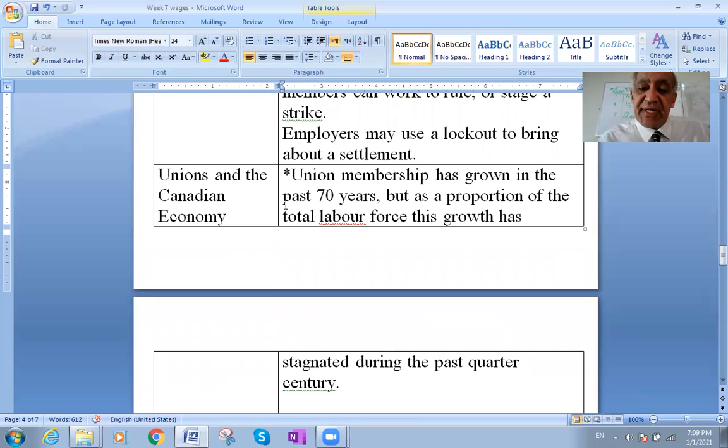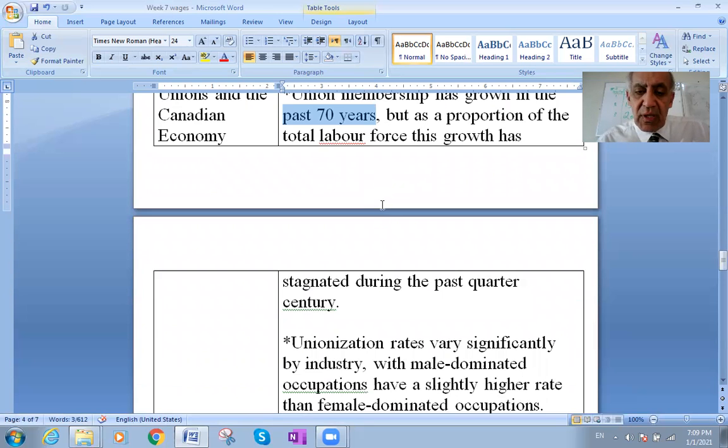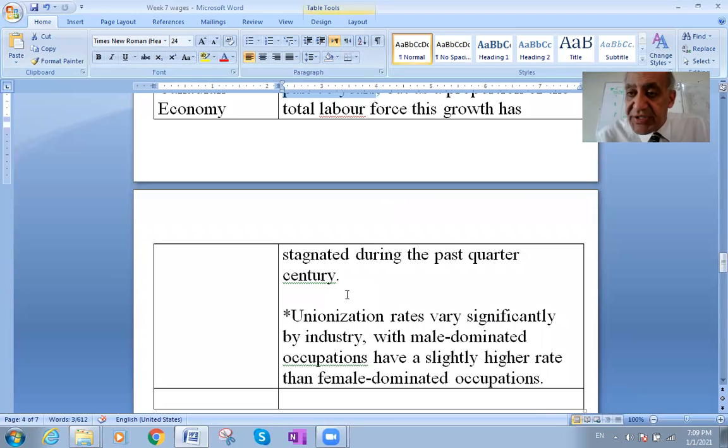Actually, unions in the Canadian economy are very old, 70 years now. It's since 70 years, but anyhow, they're growing. So the labor unions are growing. It's not the same, but they are growing, meaning increasing.